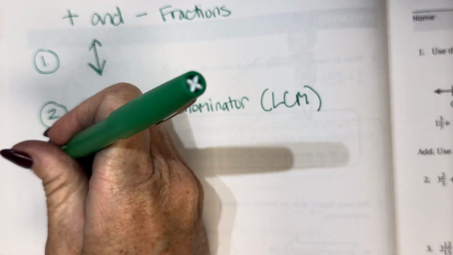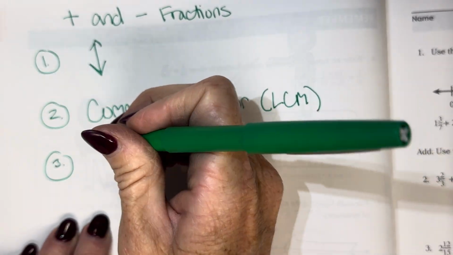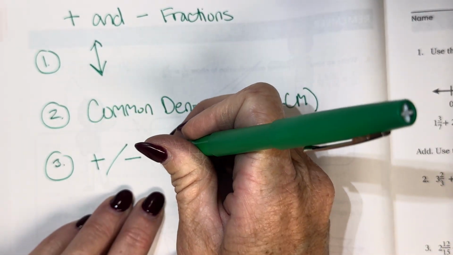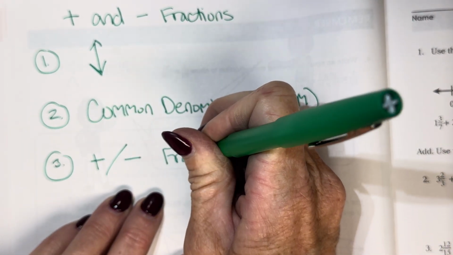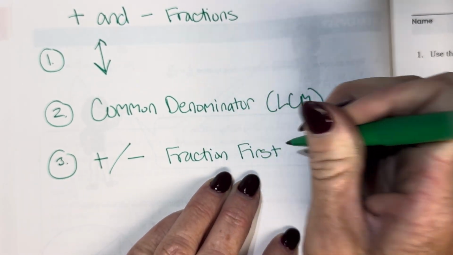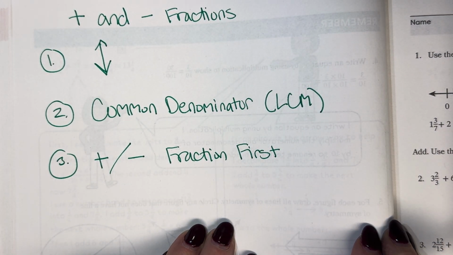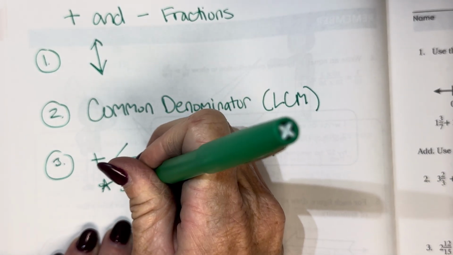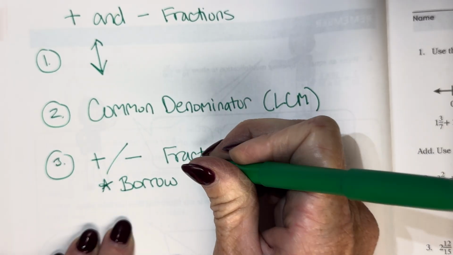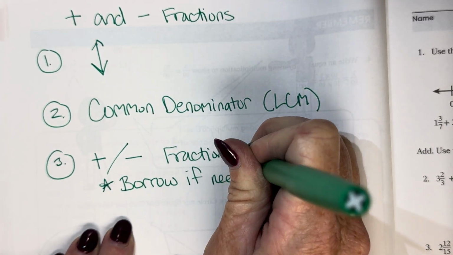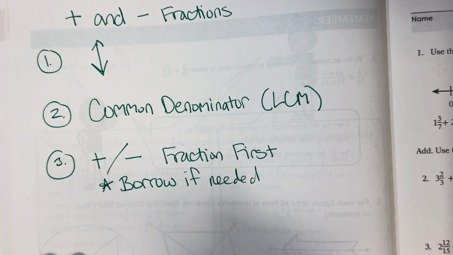Okay, step 3 is we're going to add or subtract whatever the problem's asking us. And we're always going to do the fraction first. Now that didn't come up in the last topic, but it's going to come up now. So we're going to do the fraction first. And then sometimes, like with all subtracting, we might need to borrow. So that's going to eventually come up too, borrow if needed. So this is a hard step.